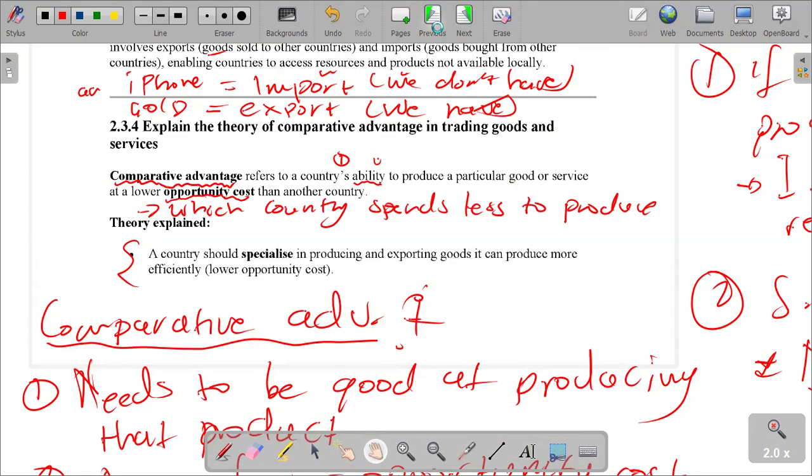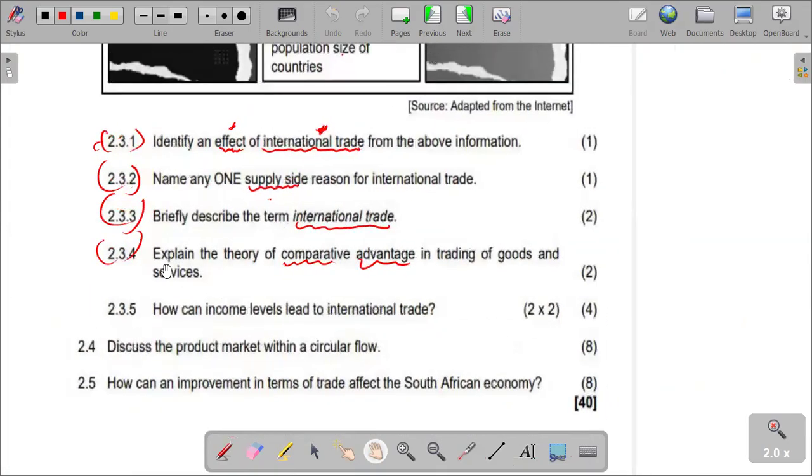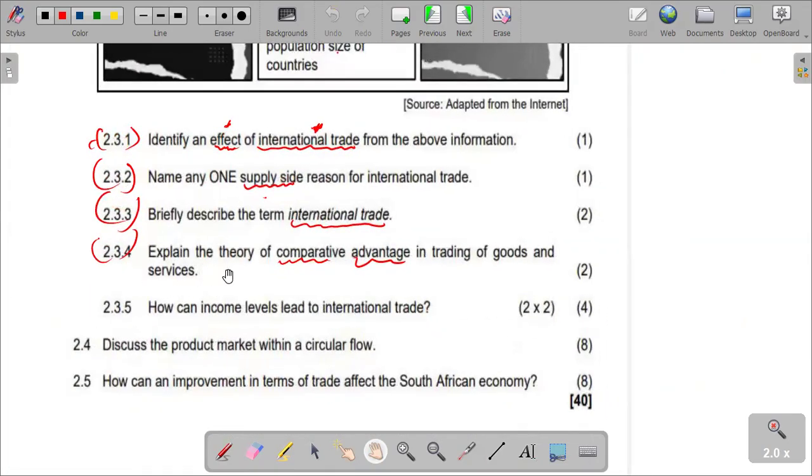So let's go back to the question. What does the question require from us? Remember, guys, always remember to answer the question. So it says, explain the theory of comparative advantage in trading of goods and services.